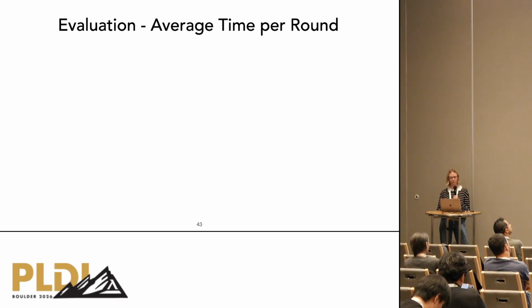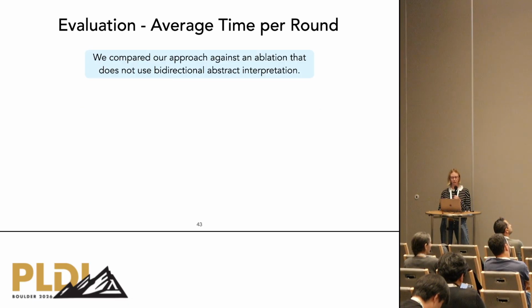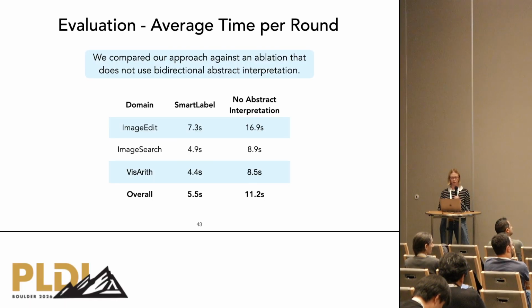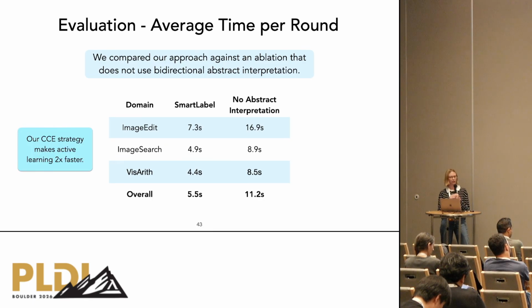Finally, we performed an ablation study where we used a naive version of conformal evaluation that doesn't use our forward-backward abstract interpretation approach. And we found that this ablation roughly doubled the average time of interaction.